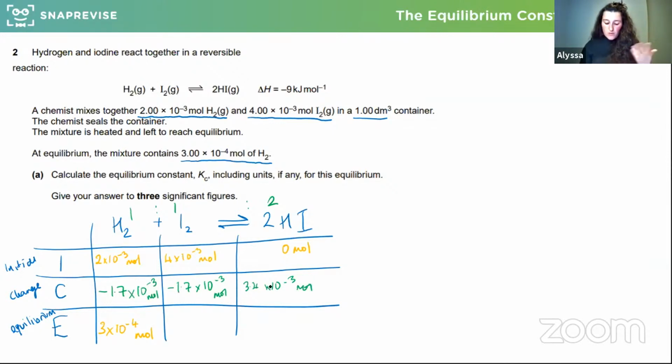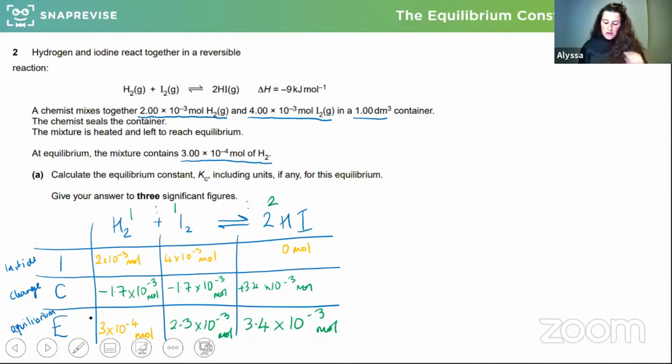Moles. So then we can work out, well, we've gained 3.4 times 10 to the minus 3 moles of HI. So our total moles, because we started at nothing, will be 3.4 times 10 to the minus 3. Our total moles of iodine is 4 times 10 to the minus 3 minus 1.7. So that gives us 2.3 times 10 to the minus 3 moles left at equilibrium. So we've then got all of our equilibrium amounts, so we can just plug it into the equation.